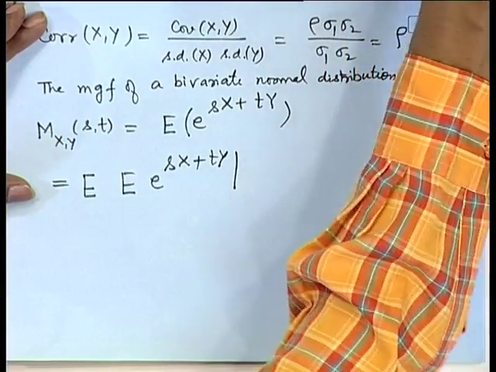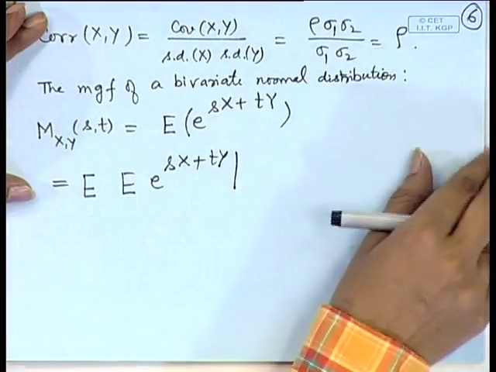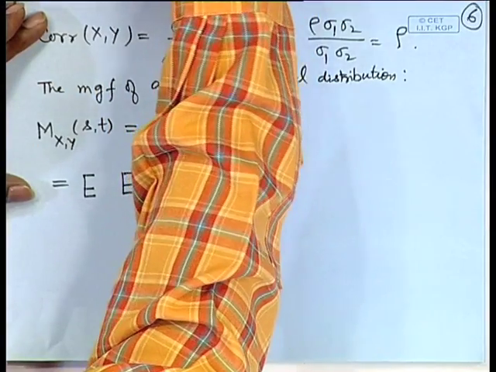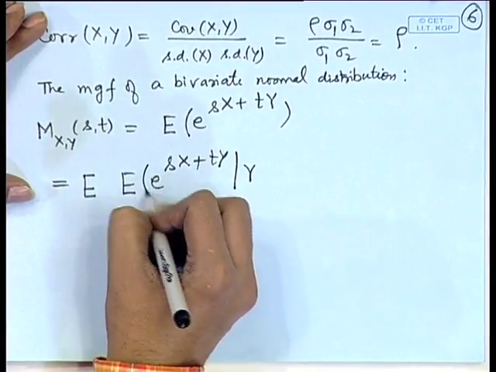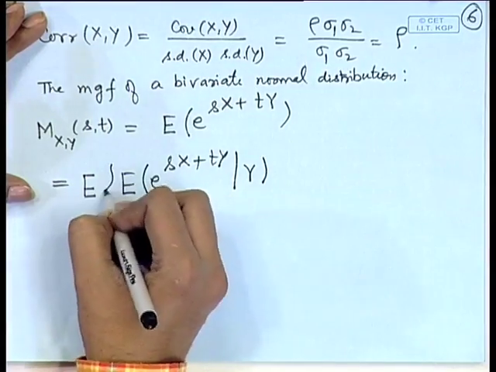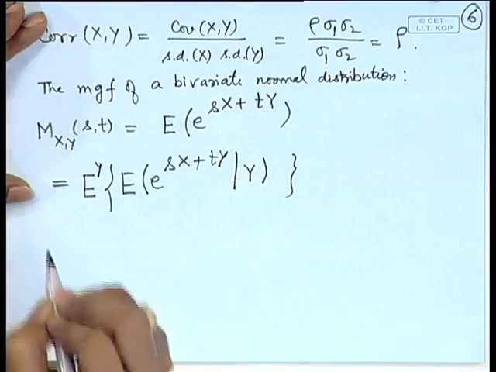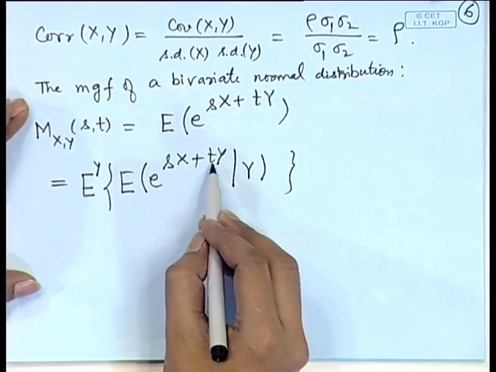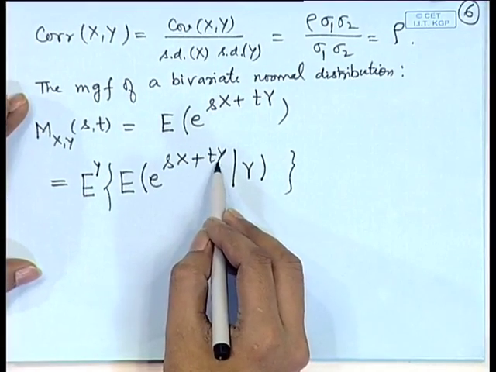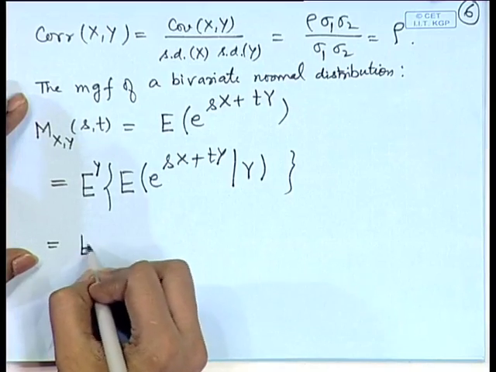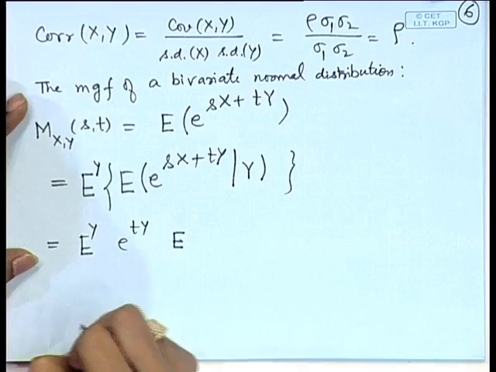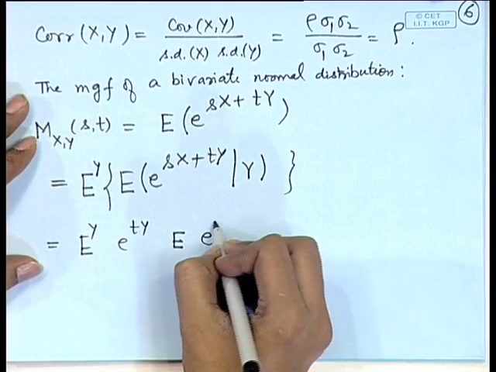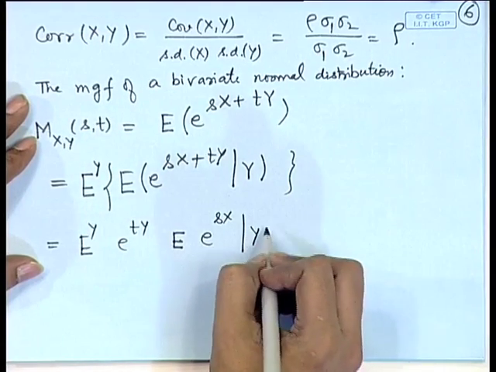In the previous one we have done the calculation using the conditional distribution of X. So, we can use the conditional distribution of Y here. Now, given Y, this e^(tY) term is fixed, so we can separate it out, and we are left with the expectation of e^(sX) given Y.